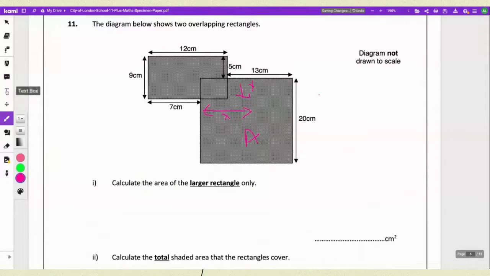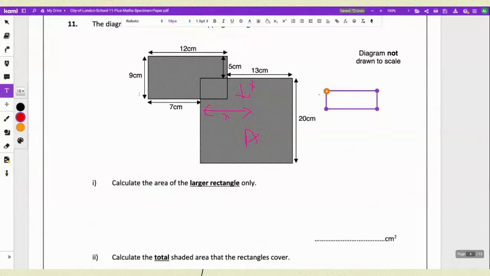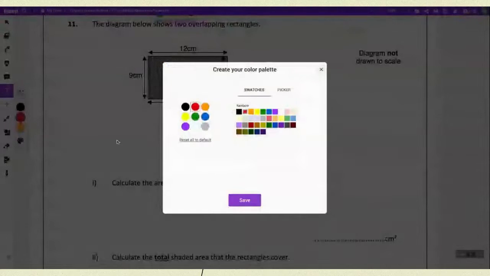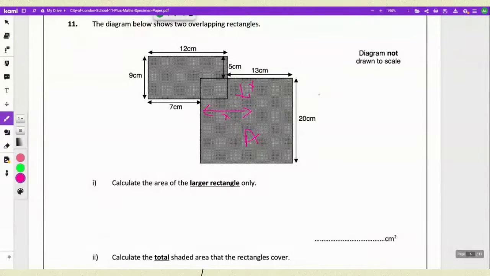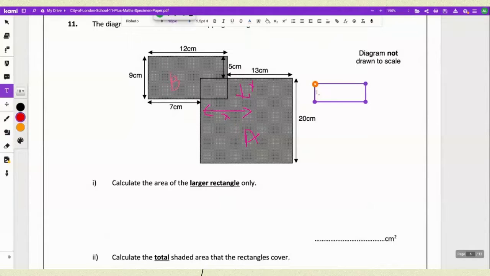And let's call this one B. So let's do it now. You know that X equals 12 minus 7. That gives you 5 centimeters. And then your Y equals 9 minus 5, that will give you 4 centimeters.